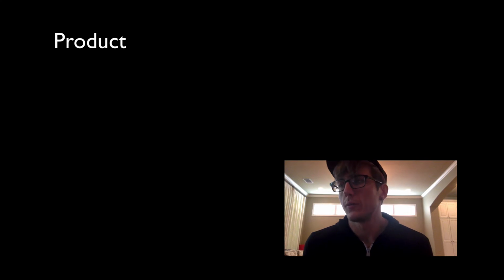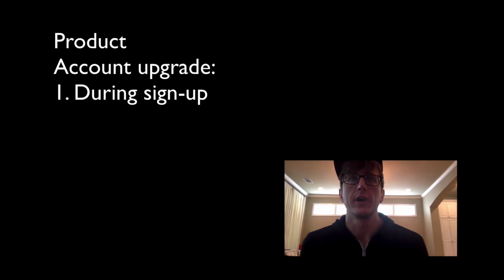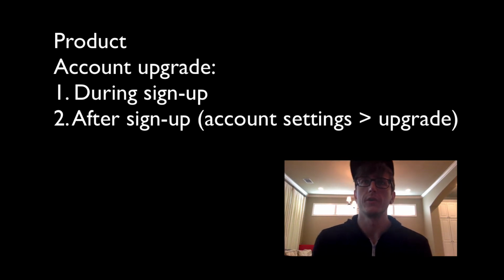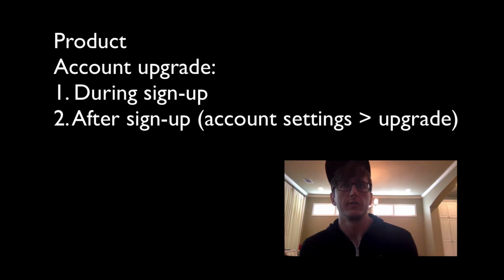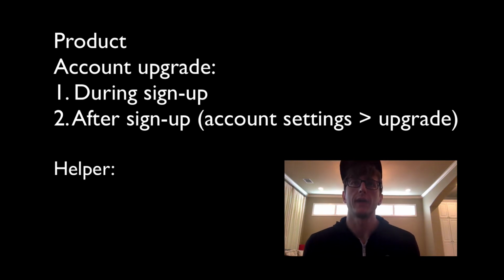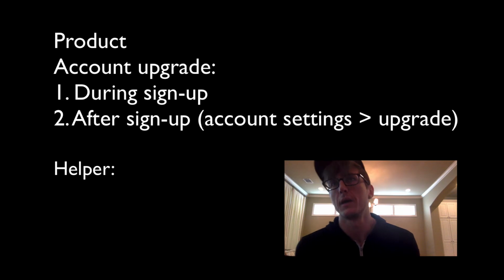Let's say you have a product where you can upgrade your account. One way to upgrade your account is during sign up, and another way is after you've already signed up. You can go to the account settings and click upgrade my plan. That code is used in two places, and you might make a helper to handle some of its logic, right? To be able to upgrade.